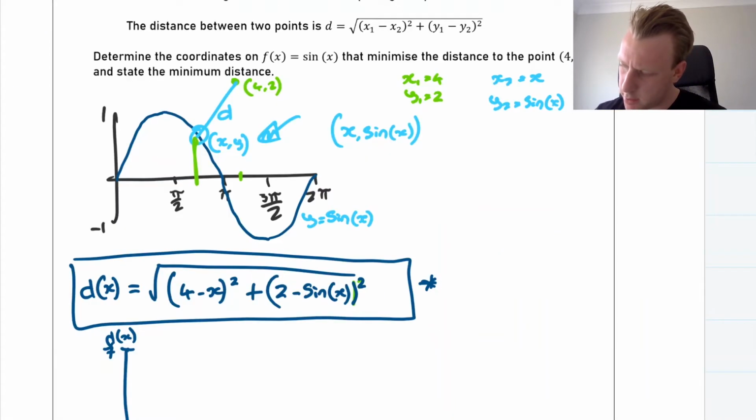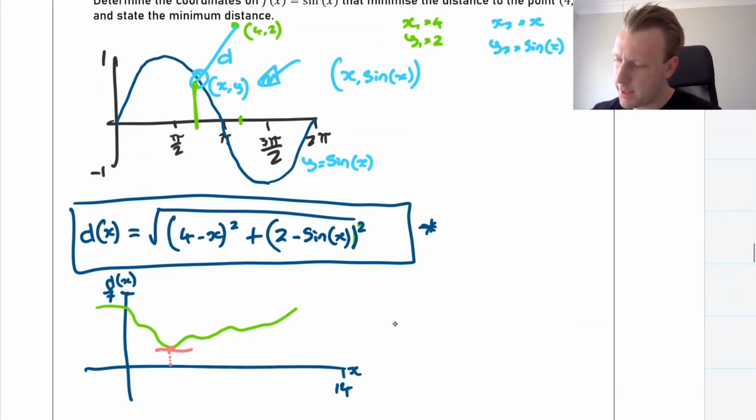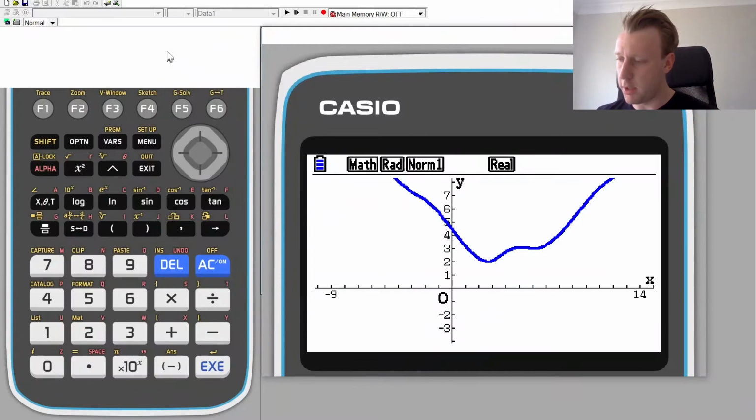And it goes down, it's got sort of like a minimum around that 2 mark there. And it goes like this. So my minimum is exactly going to be here. So I would use G solve minimum. And I'm going to get an x and a y value there, and I've just got to interpret that.